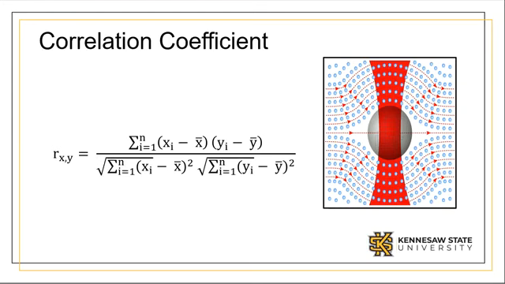A positive value of the correlation coefficient implies that the line slopes upward to the right. A negative value of the correlation coefficient implies that the line slopes downward to the right. Note that r equals 0 implies no linear correlation. This does not mean that another type of relationship does not exist.